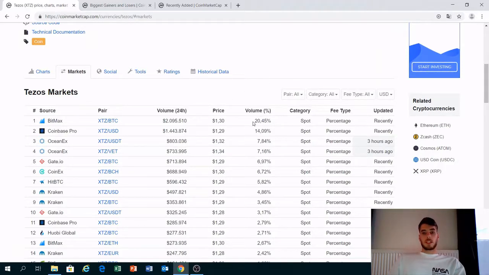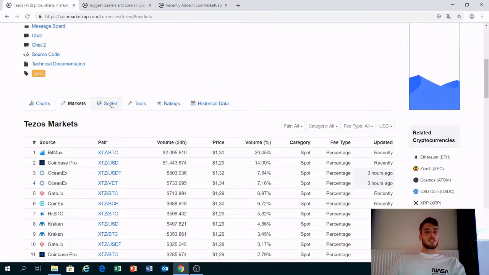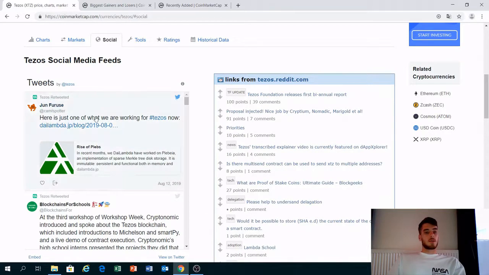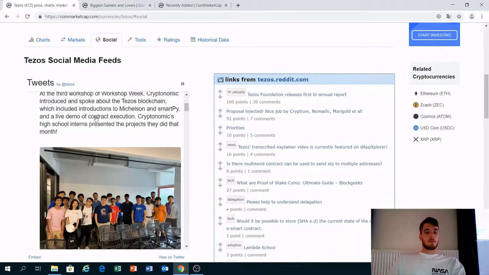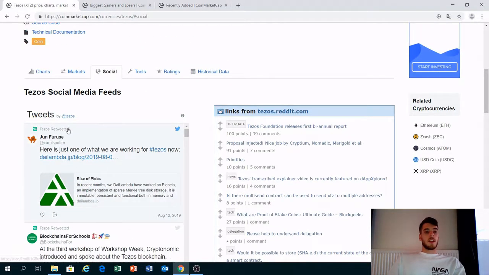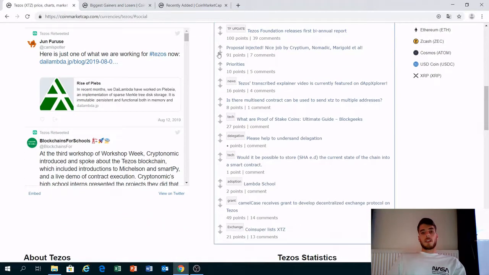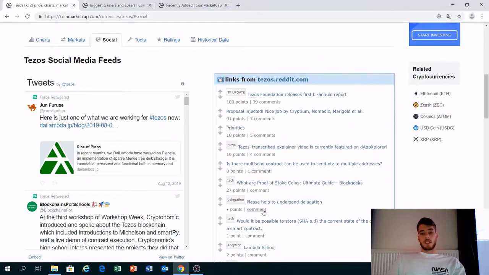And the rest speaks for itself. You get 20% on this exchange of the total volume. So if you click on the social tab, you can see here all the tweets posted by the Tezos team. If you like, you can go to Twitter and follow them, or you can go to Reddit where you can read all of Tezos, where the community is posting about Tezos.